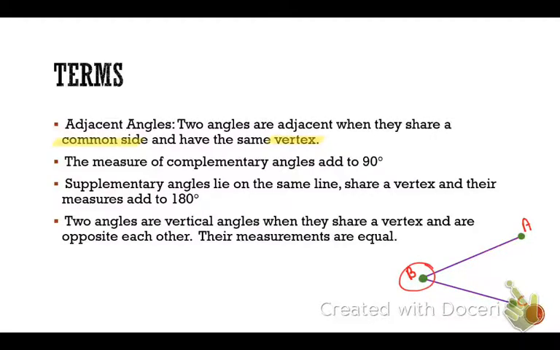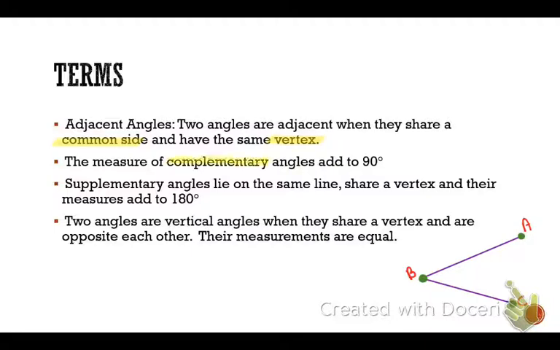You with me on vertex? Because I'm going to say vertex over and over today. So the vertex is where 2 sides meet to form the angle. All right. So adjacent angles share a common side and have the same vertex. We'll talk about adjacent in a minute. I'll show you what it looks like.